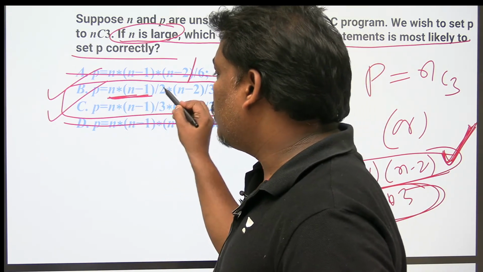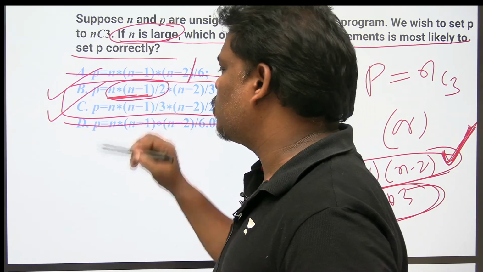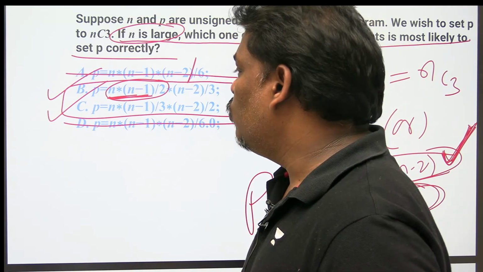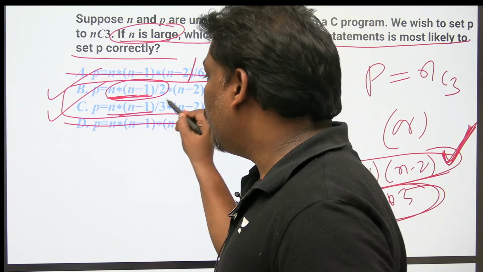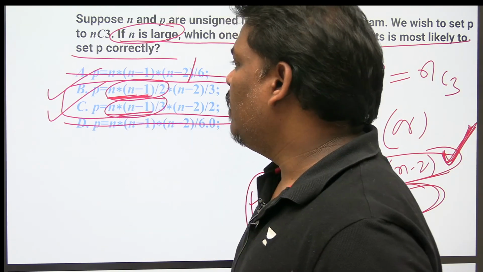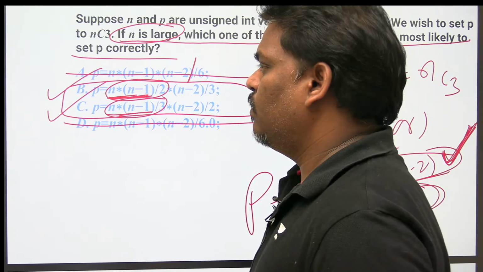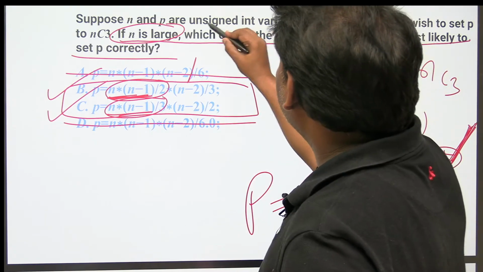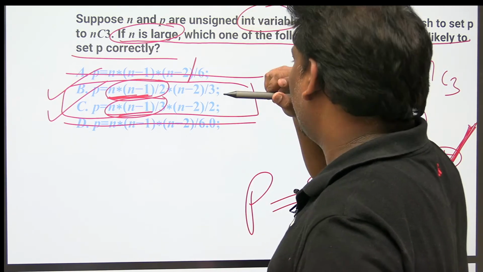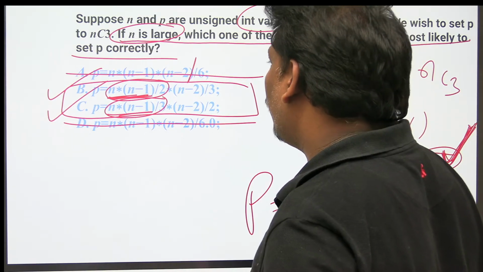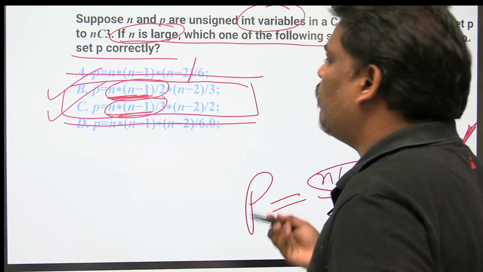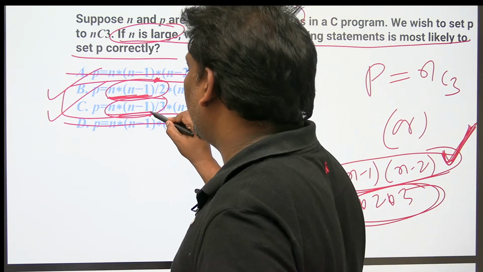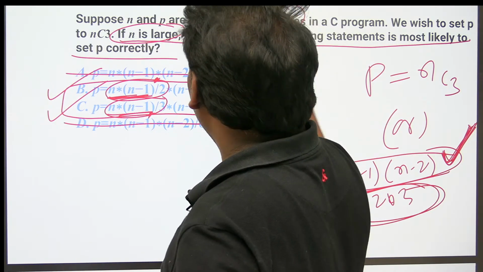Remember, even number divided by 2, no fraction. But even number divided by 3, a fraction will come. When there is a fraction, because of the unsigned integer variable, 21.5, you will take only 21. You may lose the value. See this one: here no fraction, here a fraction will come. Because of the fraction and integer, you may lose something.